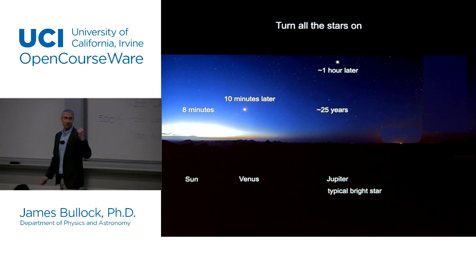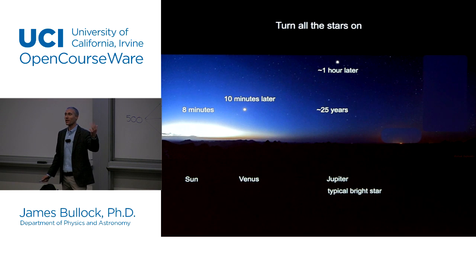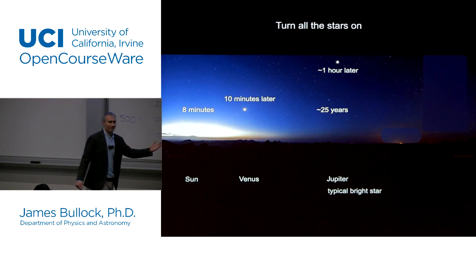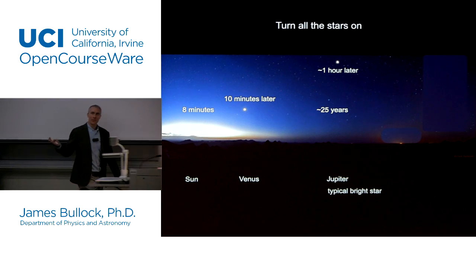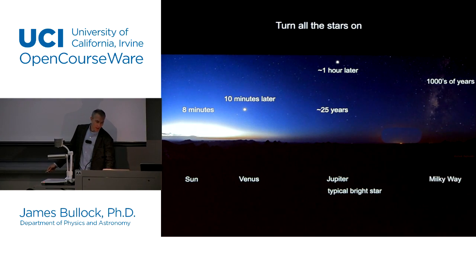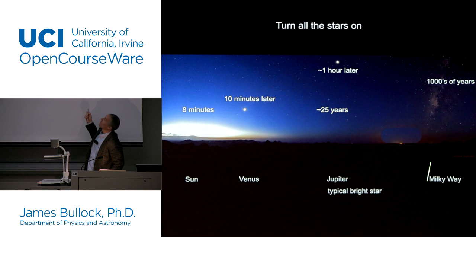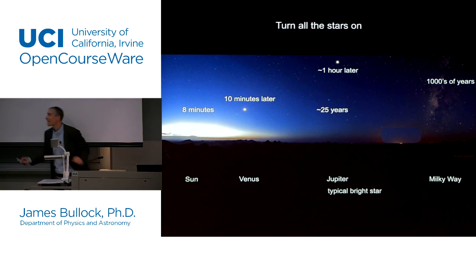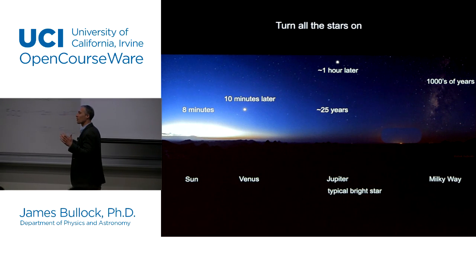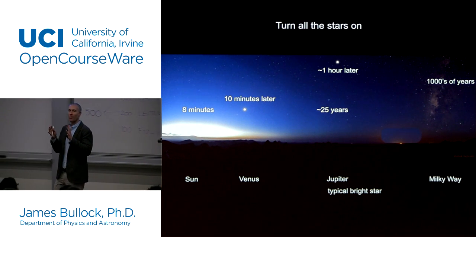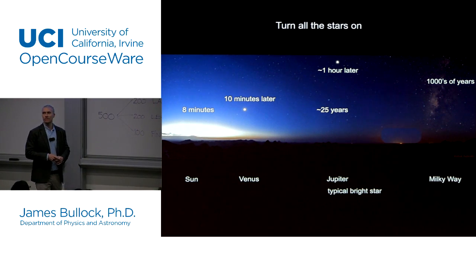Really far away. The thing turned on, you had to wait 25 years. Then over thousands of years, suddenly, or not suddenly, gradually, the Milky Way would fade into view, because the light from all of those stars that make up the Milky Way would eventually start making it to us.